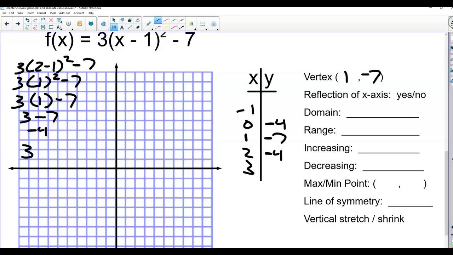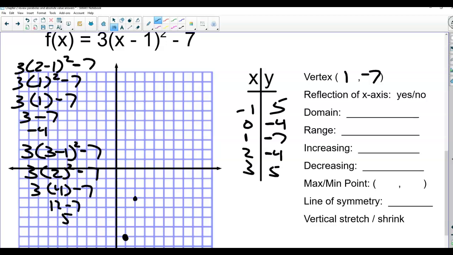Do 3. 3 times (3 minus 1) squared minus 7. 3 minus 1 is 2. 2 squared is 4. 12 minus 7, we get 5. And now I'm applying those points. 1, negative 7. 1, 2, 3, 4, 5, 6, 7. 2, negative 4. 0, negative 4. 3, 5. 1, 2, 3, 4, 5. Negative 1, 5.